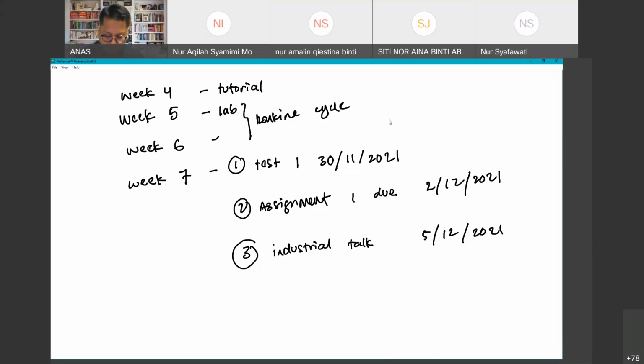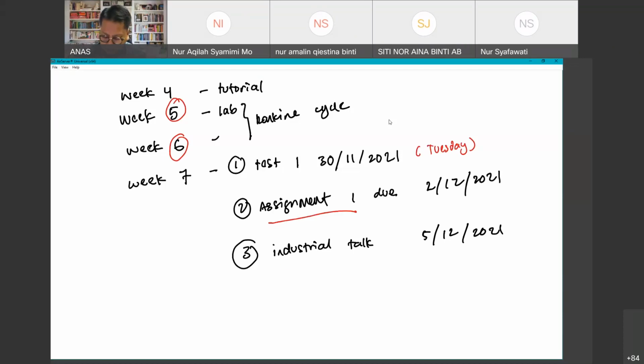For these 2 weeks, week 5 and week 6, for next week, we are going to cover Rankine cycle, and hopefully we can finish everything by next Friday. Then on week 7, just a friendly reminder, we will be having our first test scheduled on the 30th of November 2021. This is on Tuesday at night. Please be aware. And then we are also going to have your assignment. The first assignment will be due on the 2nd of December.